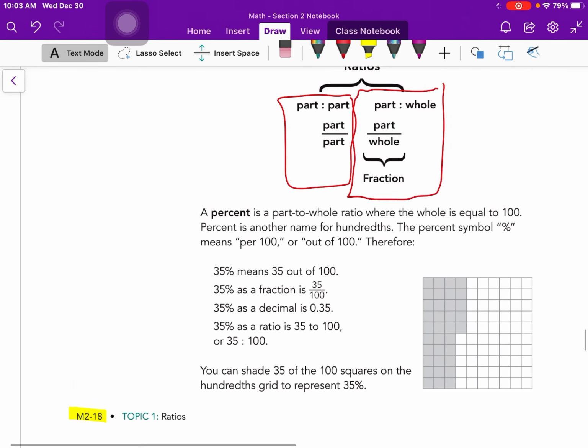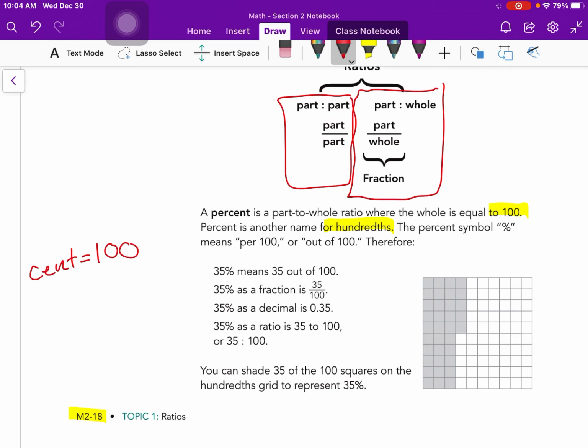A percent is a part to whole ratio where the whole is equal to 100. Percent is another name for hundredths. In fact, if you look in other languages, like in French, cent means 100. And so percent is part of 100, okay? The percent symbol means per 100 or out of 100.